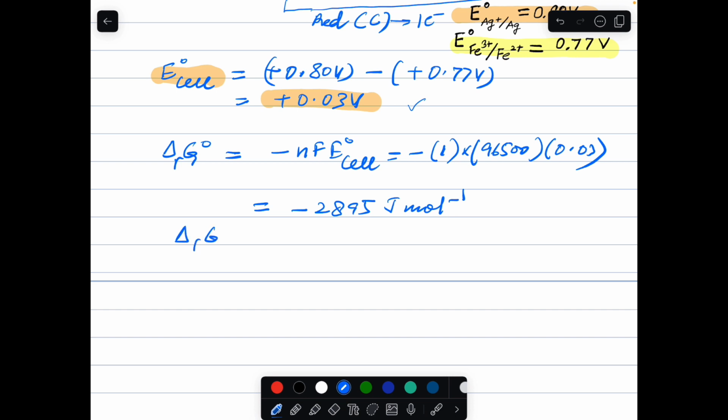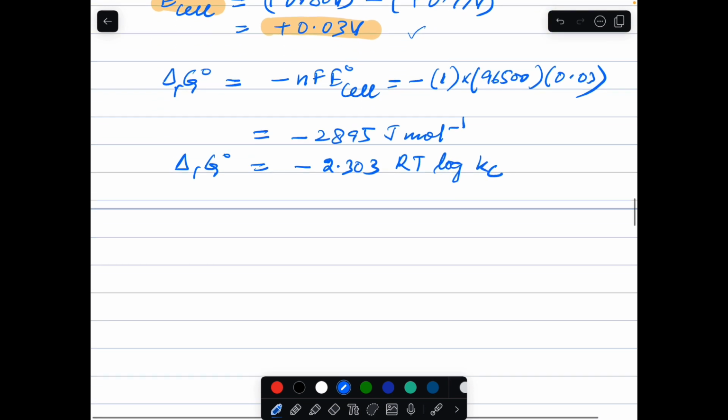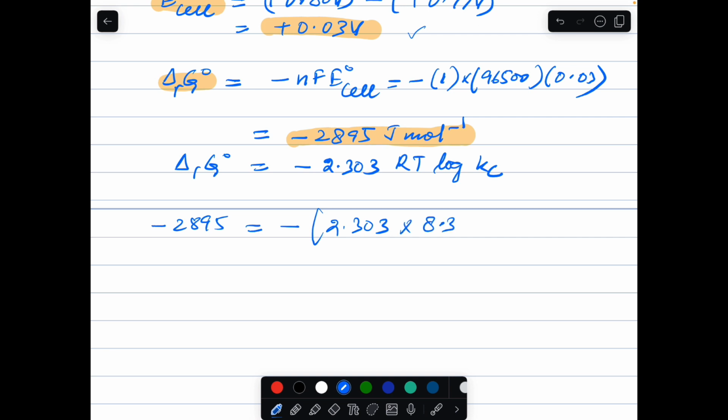So delta G naught is given as minus 2.303 RT log of Kc, that is the equilibrium constant. So we will put down the values that we have. Delta G naught, that is this value we have calculated, minus 2895 is equal to minus 2.303 multiplied by 8.314 multiplied by 298 Kelvin temperature multiplied by log Kc.